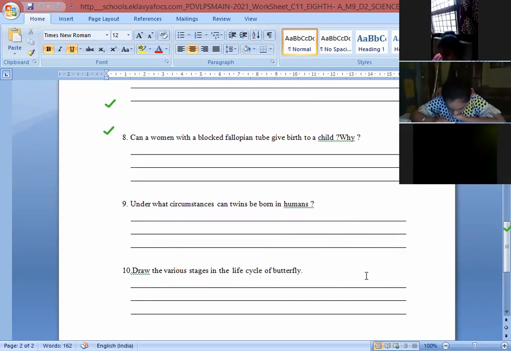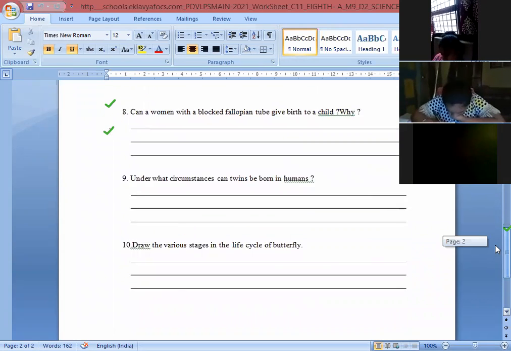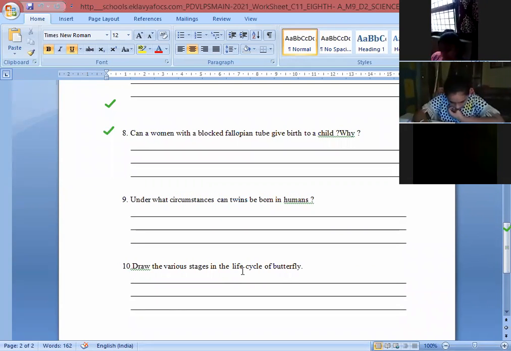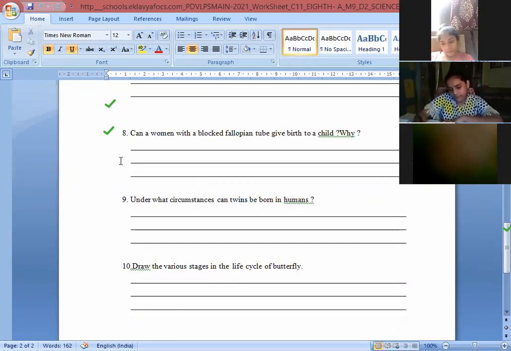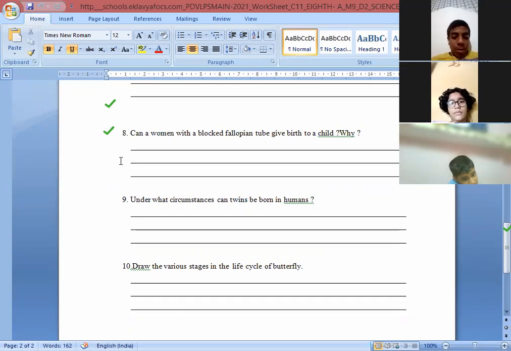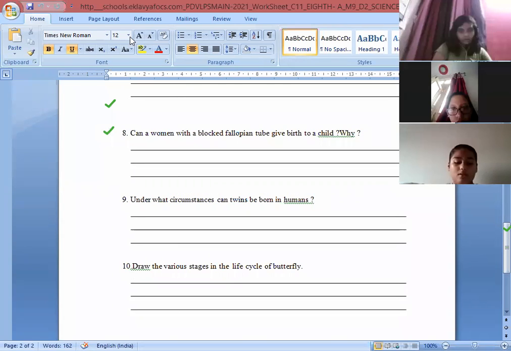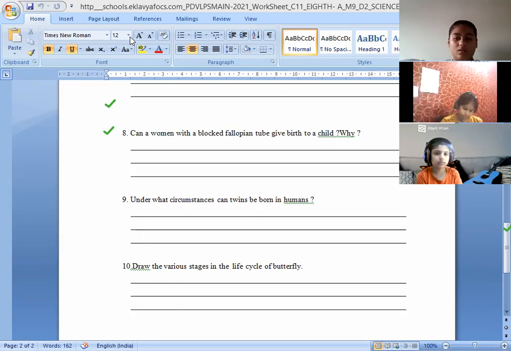Draw the various stages in the life cycle of a butterfly. So children, this is a metamorphosis process. What can be the various stages? You have to draw and you have to write. First of all, can you tell me what is there first? Which one is the first one? Ma'am, egg, larva. Ma'am, pupa and adult. Yes. So you can write it down. Better to write it down, children.